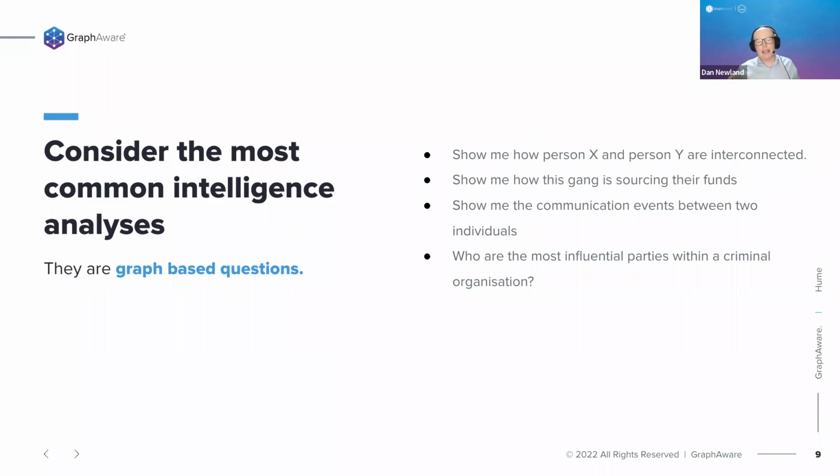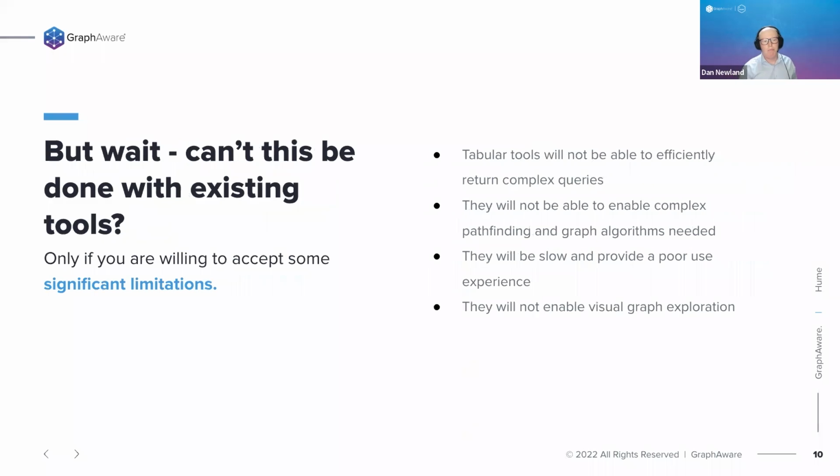Show me communication events between two individuals. Again, we can easily traverse phone calls between multiple entities and see how communication networks are behaving between entities of interest. And finally, who are the most influential parties within a criminal organization can be easily solved using graph data science to detect who's the most important person in a particular network, who's the most connected person in a particular network. So these most common intelligence analysis questions are actually graph-based questions that can gain a lot of benefit from having a graph-based store.